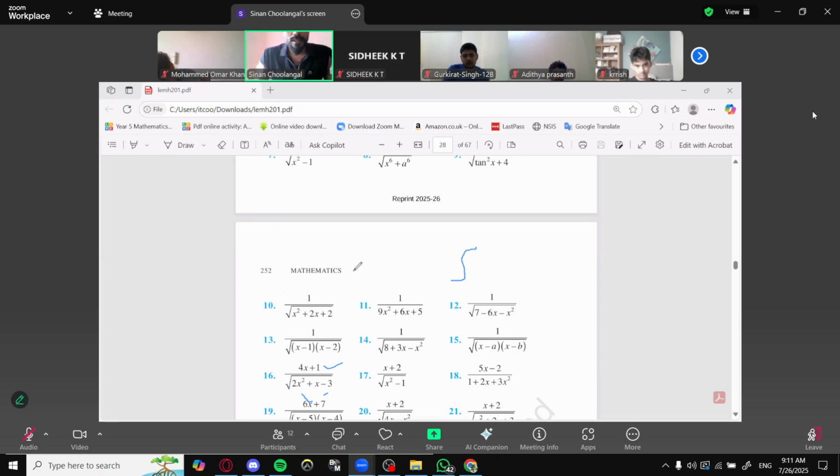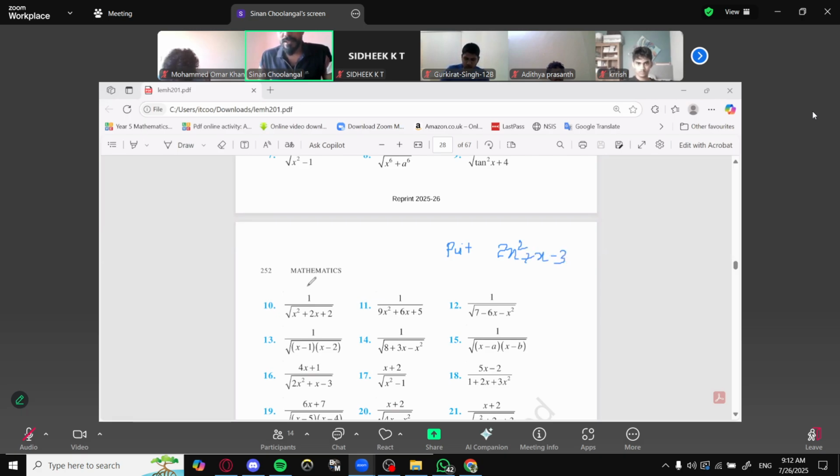Is it working? Is the derivative of the denominator in the numerator? Just to check, my dear: the derivative of 2x square will be 4x, isn't it? The derivative of x will be 1. So we can go with the substitution. We don't want to do anything further. Put t equal to 2x square plus x minus 3.